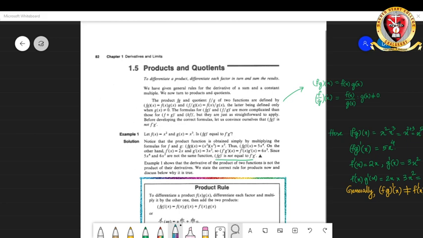Today's video, we are going to see section 1.5 which deals with products and quotients. So we will see basically four rules which are the product rule, quotient rule, reciprocal rule and integer power rule of differentiation.